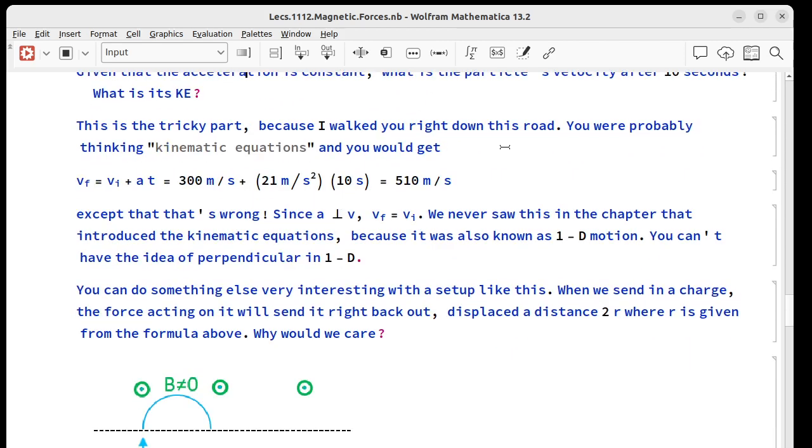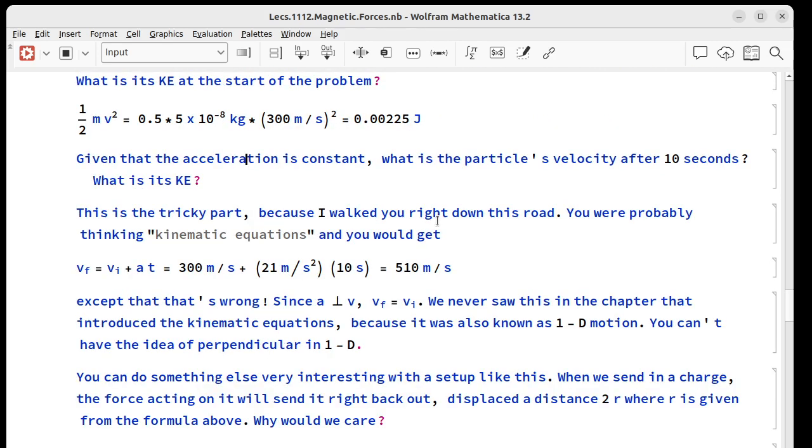Now, this is where you would end up making a mistake if you're not being careful. The first thing that will probably pop into your mind is, well, let's do the kinematic equations, because acceleration is constant, and I want to find the connection between initial and final velocity and time. So you might say, let's do this. So I'd say 300 meters per second, plus 21 meters per second squared times 10 seconds. I get 510 meters per second.